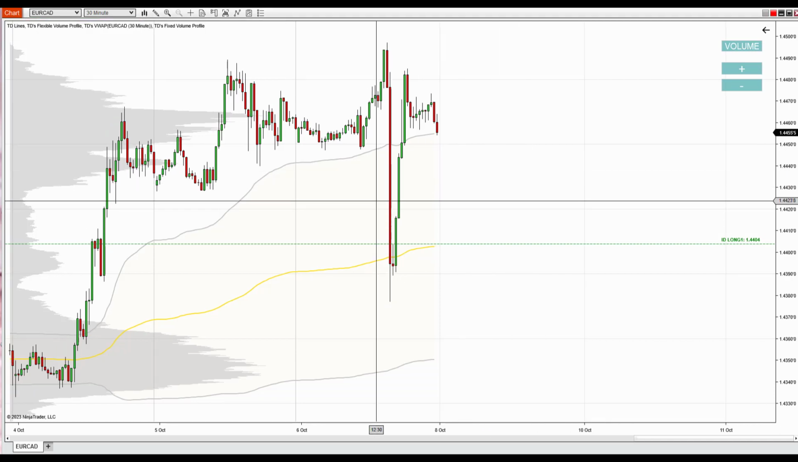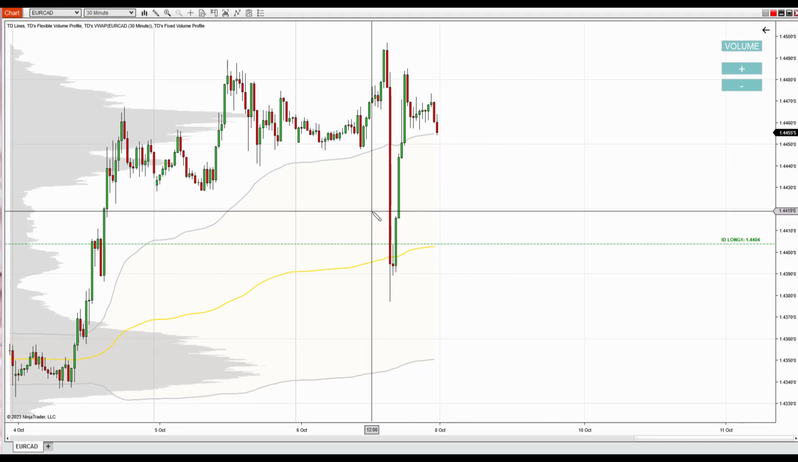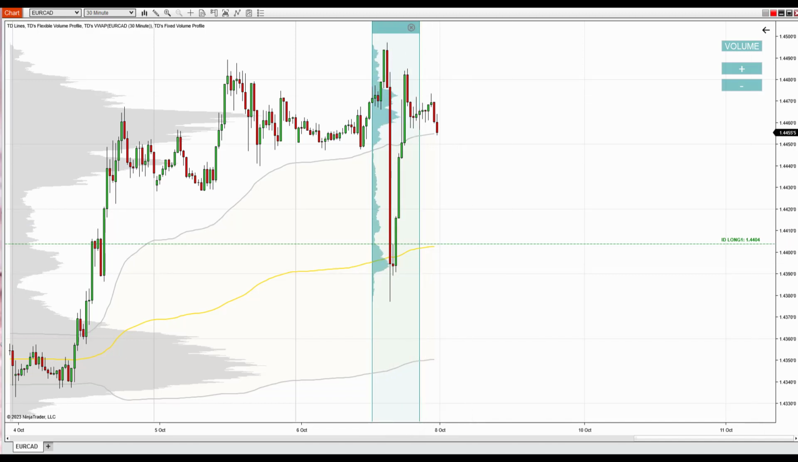But this is not enough. What I need to see is a significant volume zone within the rejection, somewhere around the place where the price turned. And this is it. This is that heavy volume zone. This bump on the volume profile is telling us that in here, buyers were active, and it were those buyers who reversed the price and pushed it aggressively upwards.